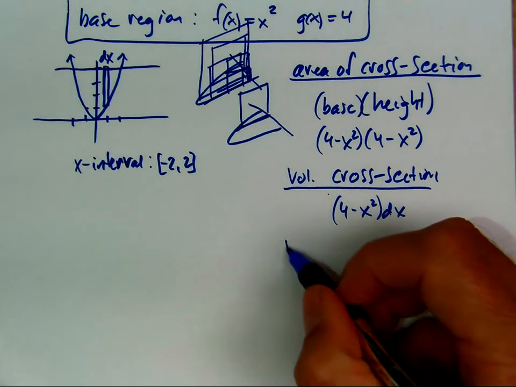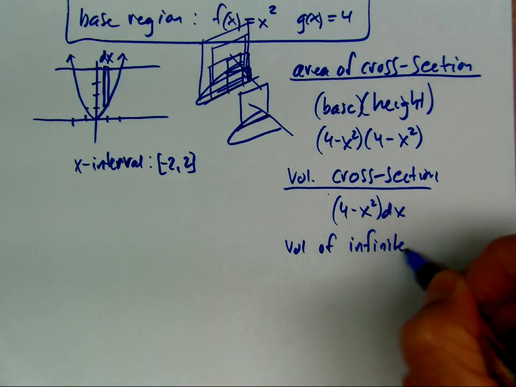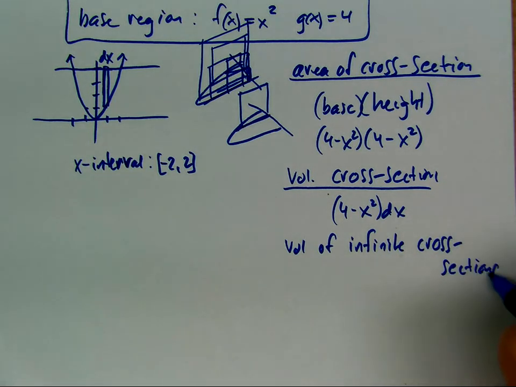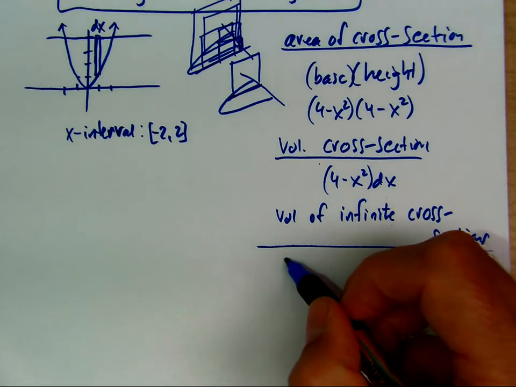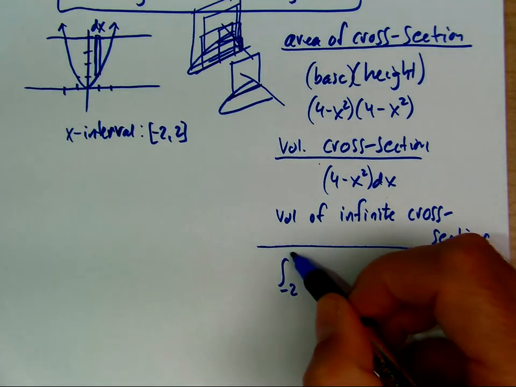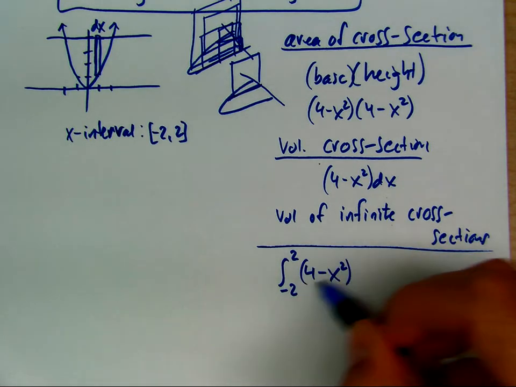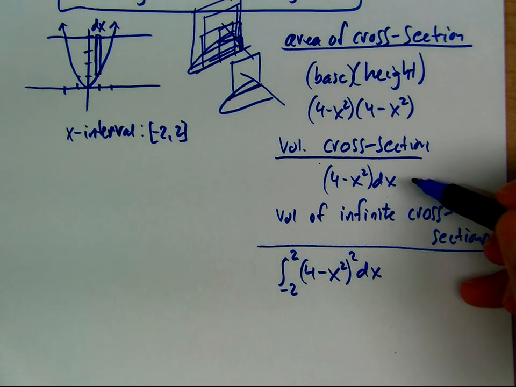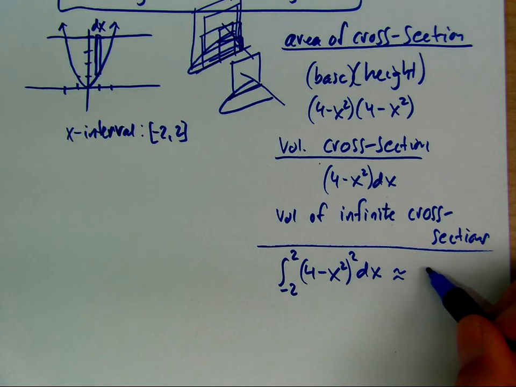and then the volume of infinite cross sections is the integral from -2 to 2, 4 minus x squared, squared, dx. We just integrate that, and we should get 34.13.